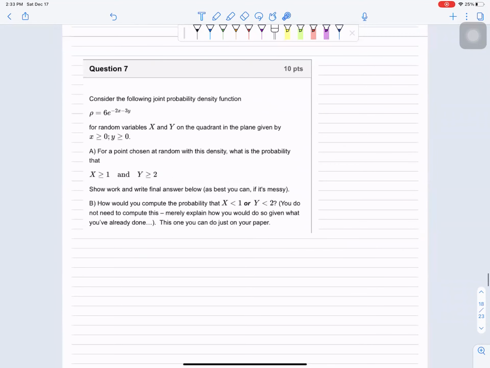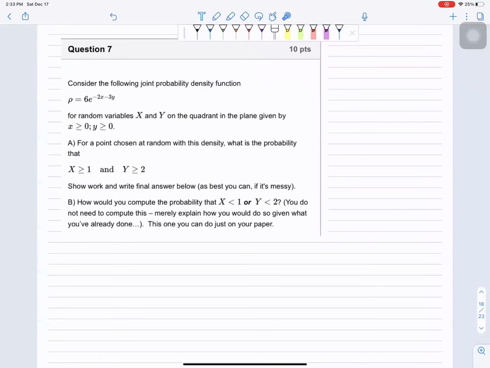Okay. Problem 7. So we want to consider the joint probability density function. So we have density is 6e to the negative 2x minus 3y. And part A says for a point chosen at random with this density, what is the probability that x is greater than or equal to 1 and y greater than or equal to 2?